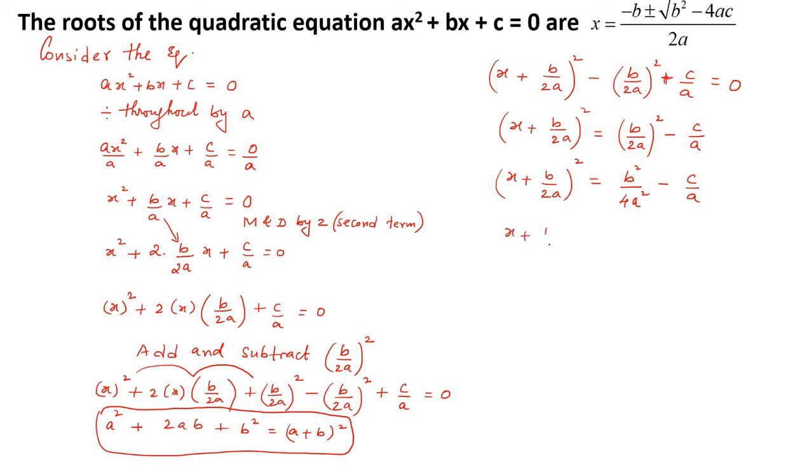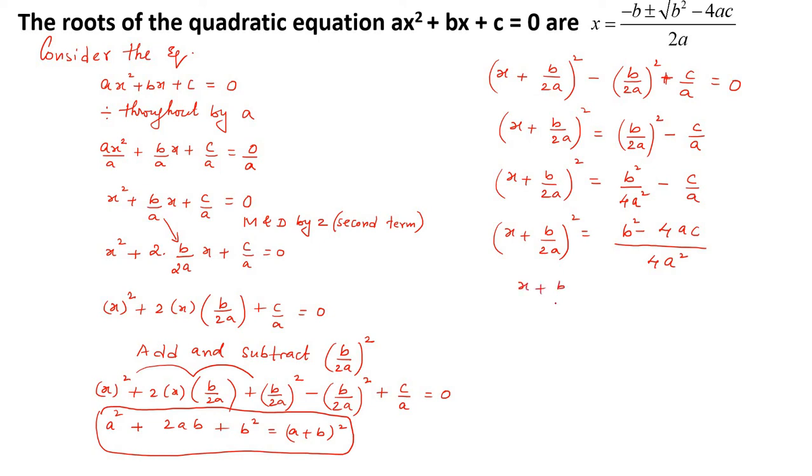So x plus b by 2a whole square is equals to, let us take the LCM on the right hand side. We have 4a square and 4a. The LCM of 4a square and 4a will be 4a square. So here we have 4a square, we need to multiply 1. 4a square into 1 is 4a square, 1 into numerator. A into 4a, if we multiply with 4a, we get 4a square. So 4a we need to multiply with numerator. 4a into c will be 4ac.